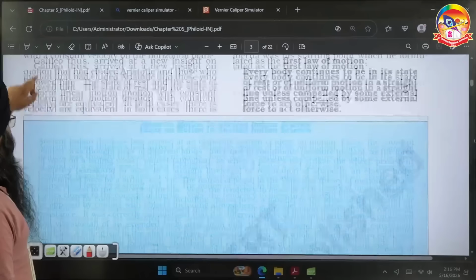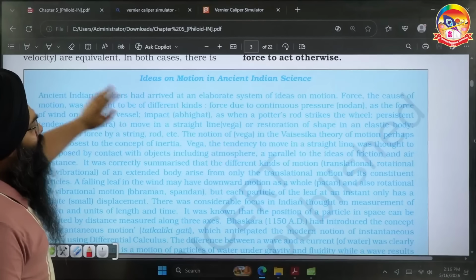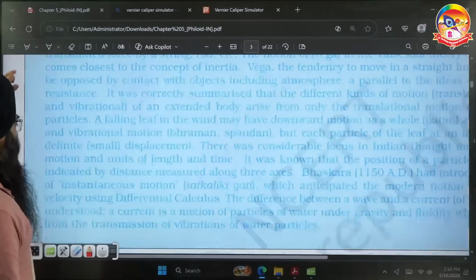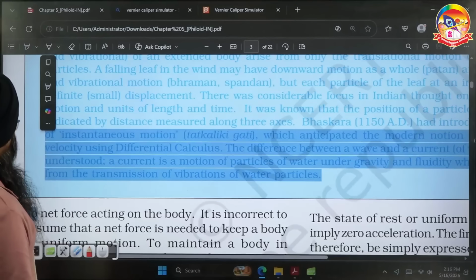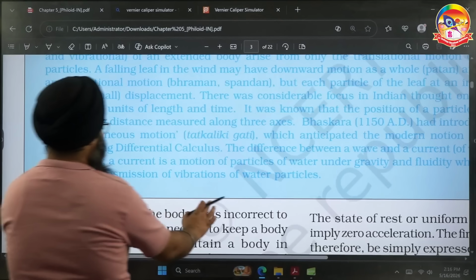Let's move forward. After that, there were some ideas on motion in ancient Indian science. There is no need to read this paragraph. It is not at all important. Let us go to the next.